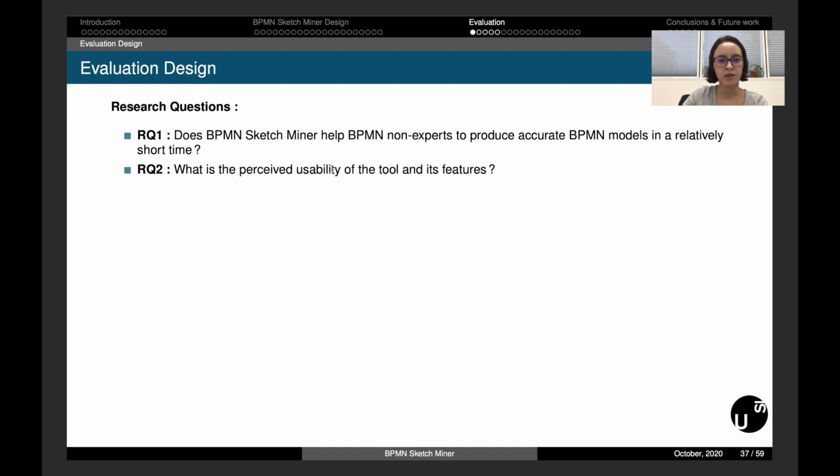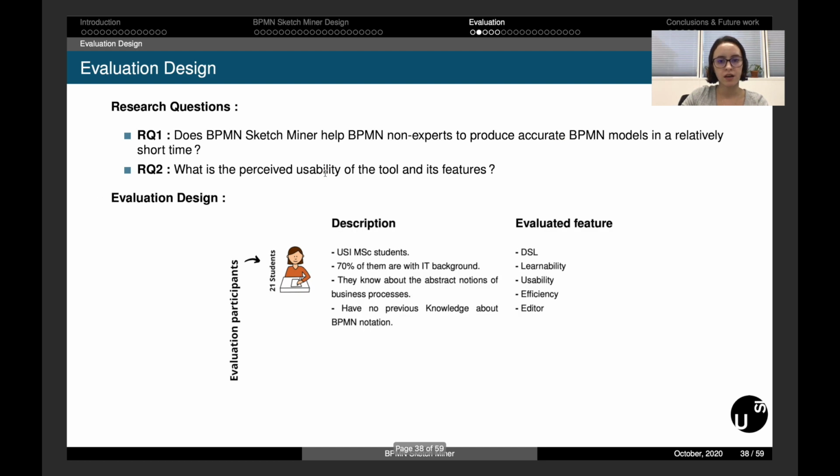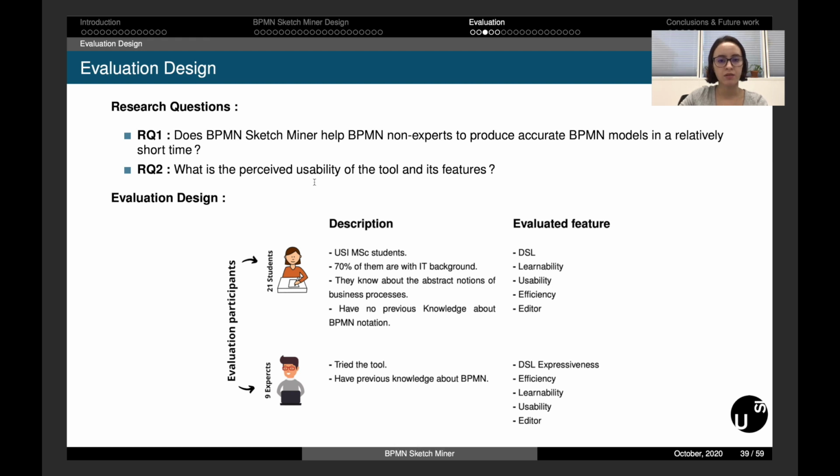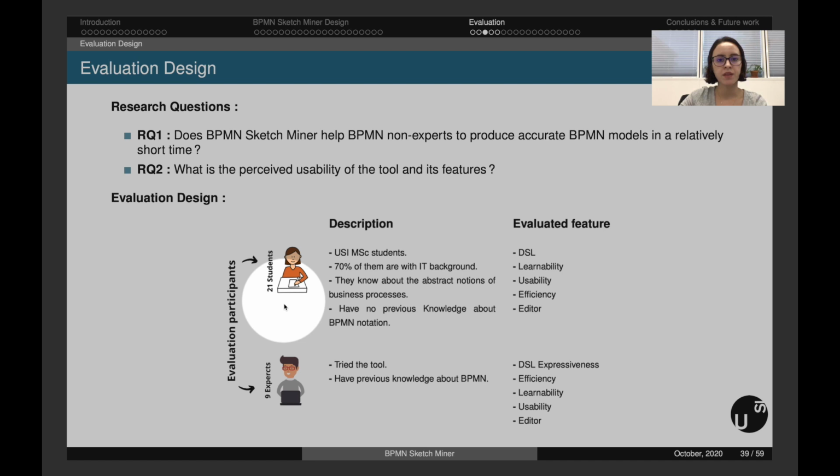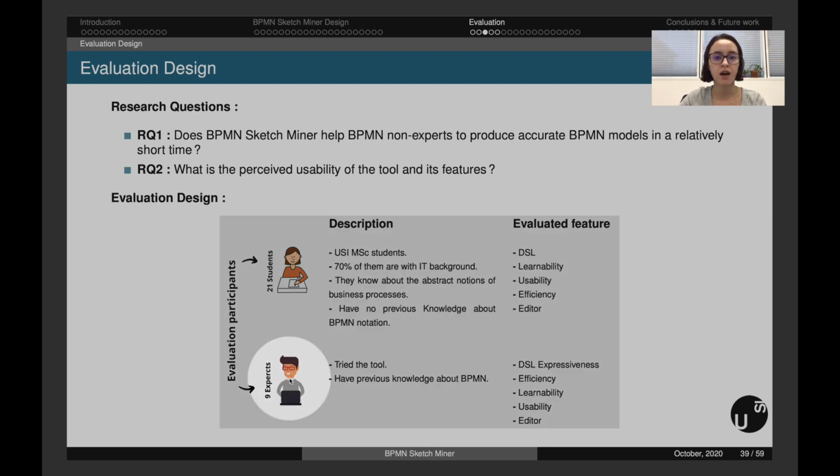So in our evaluation, we have 30 participants. 21 of them are students from our university. They are doing their master, and one of the courses they're taking was the BPMN course. So they have just some abstract knowledge about business processes, and they don't know anything about the BPMN notation. The second type of users are the experts. They were a number of 9.